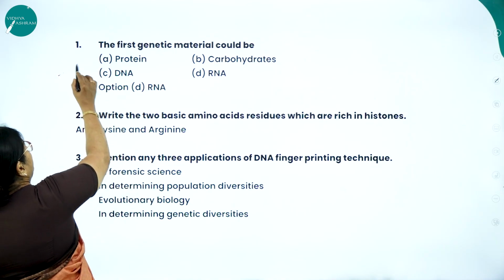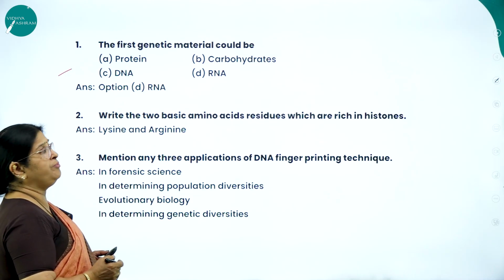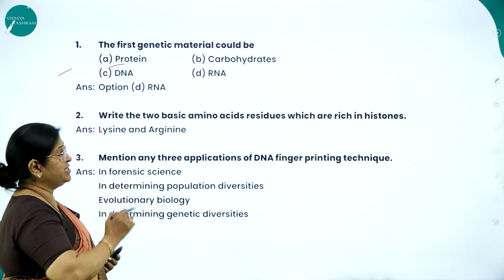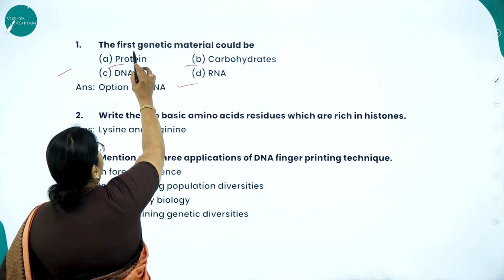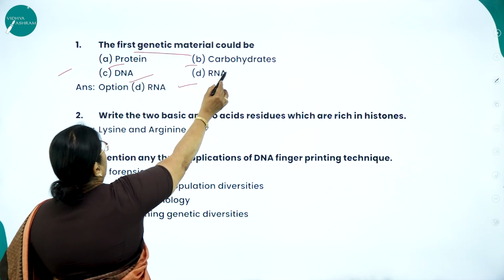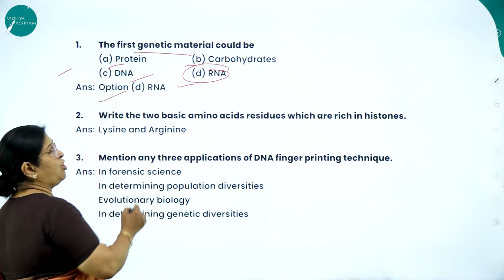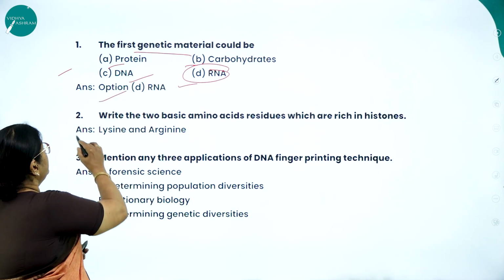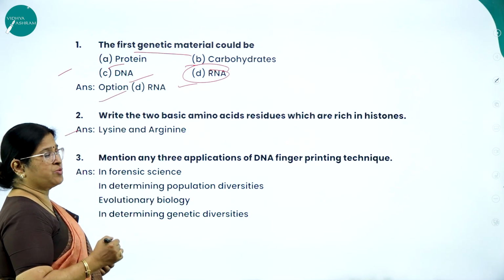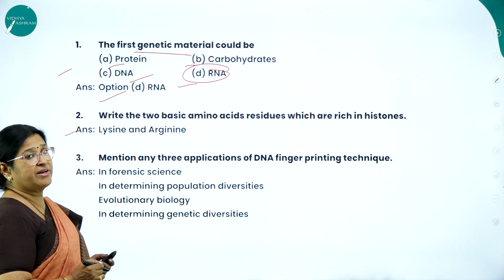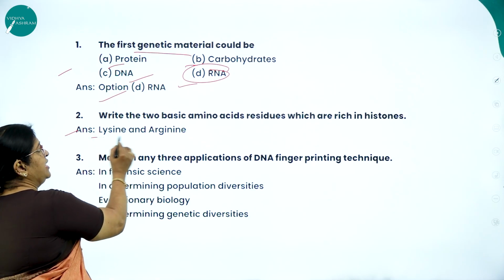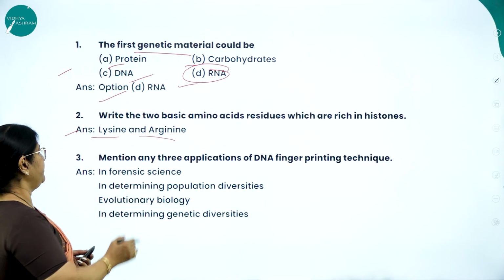So one example I have given: the first genetic material could be either protein, carbohydrate, DNA or RNA. So the first genetic material was what? RNA. So the answer is option D. Moving on to the next question, write the two basic amino acid residues which are rich in histones. The answer is lysine and arginine.